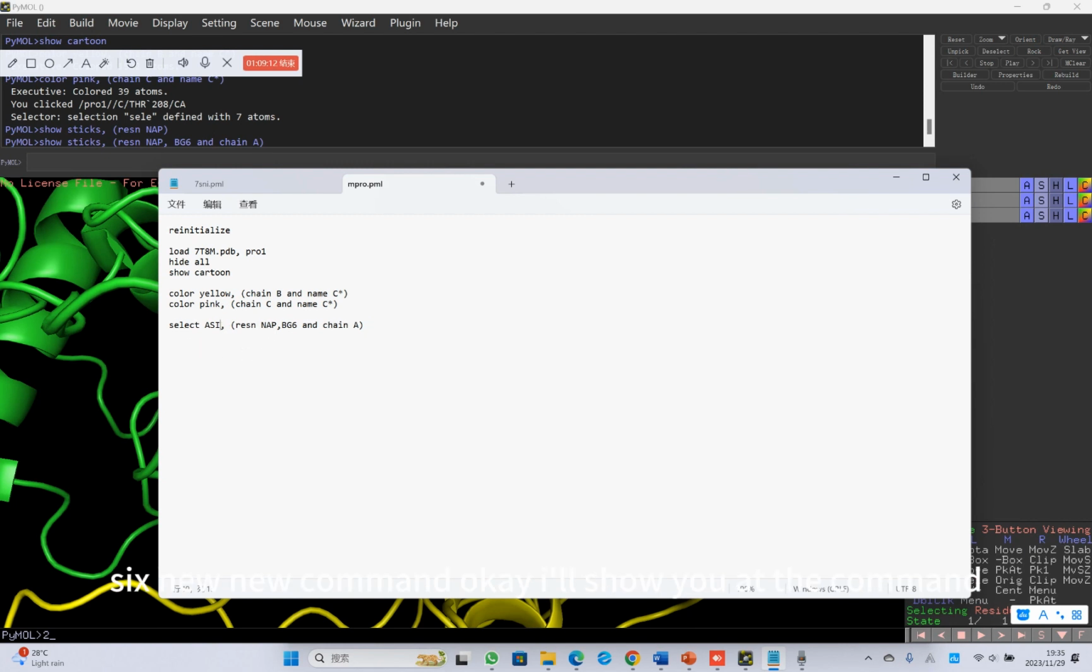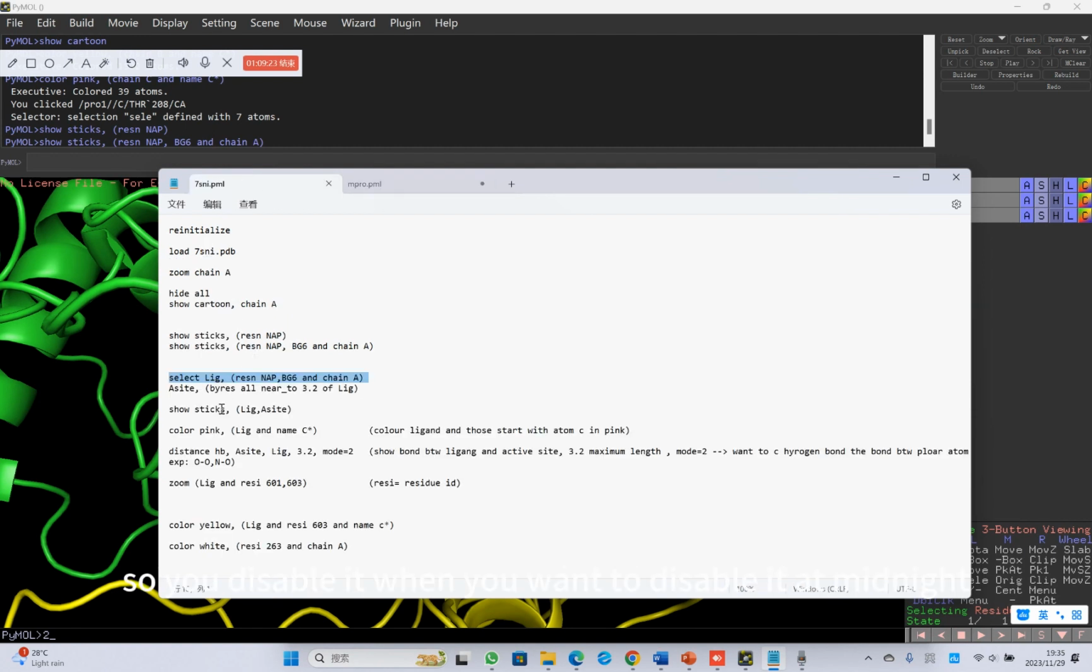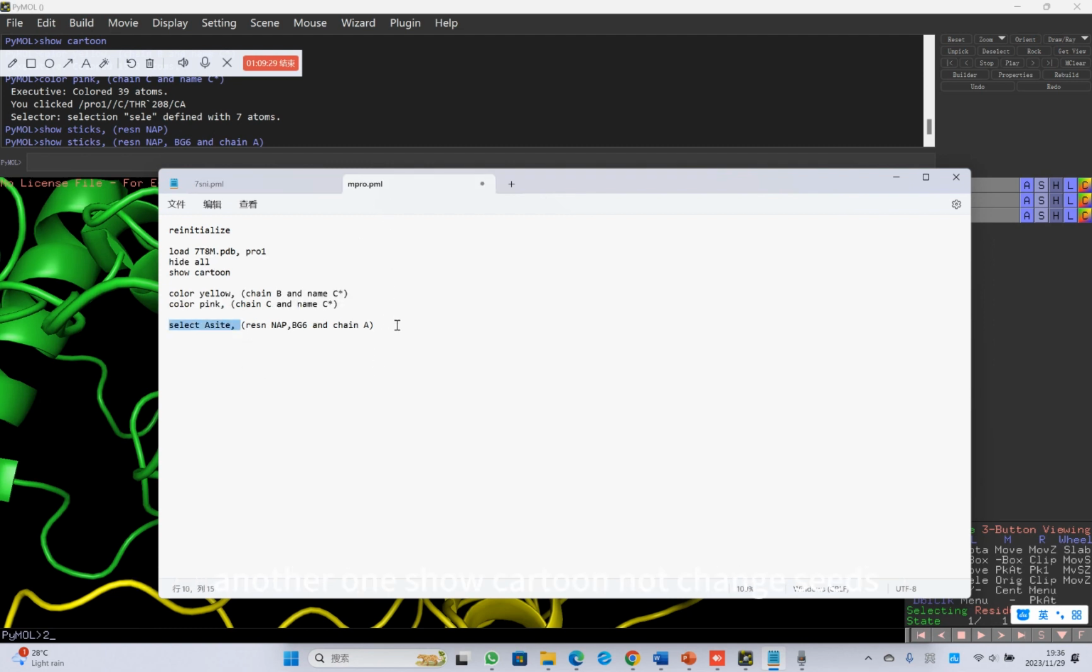New command. Okay, I'll show you the command. When you show the cartoon for chain C, you see cartoon and you see sticks, it's quite confusing. So you disable it. I mean like another one, show cartoon, not chain C. So except chain C, every chain will be shown as cartoon. Alright?